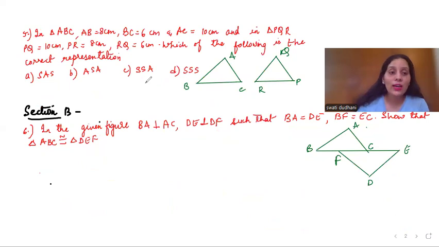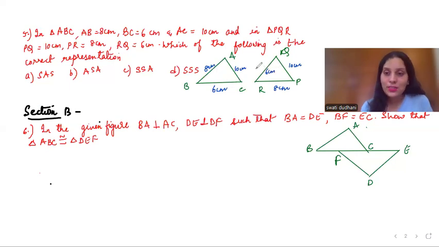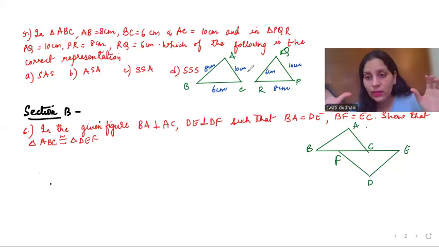Next one. In triangle ABC, AB is equal to 8 centimeter, BC is 6 and AC is 10. And in PQR, PQ is 10 centimeter, PR is 8 centimeter and RQ is 6 centimeter. Which of the following is the correct representation? Now here this is very important. Generally what happens is you need to also write the triangles properly. You cannot blindly write ABC and QRP. No. So I'll give you a technique how to write.